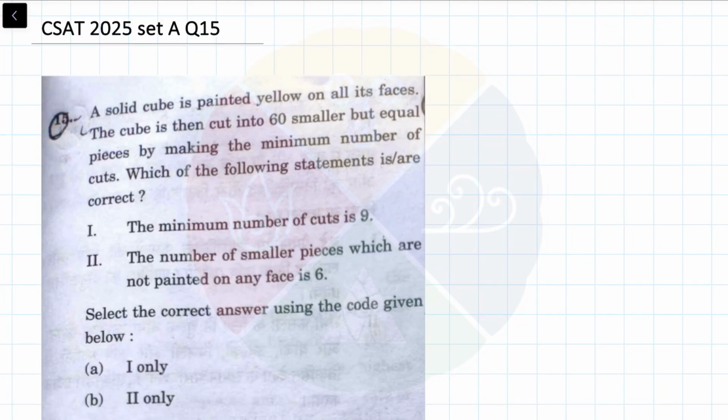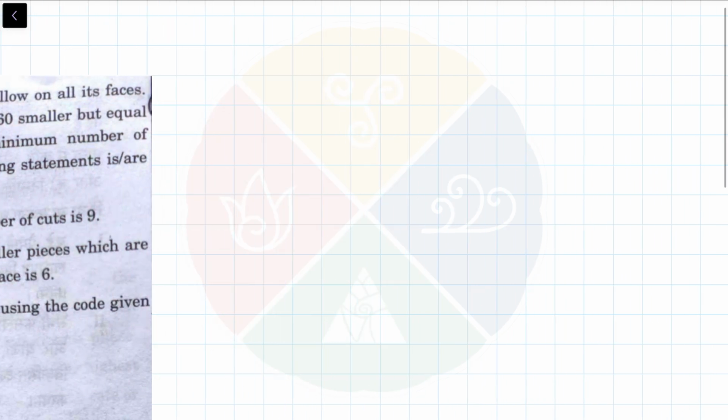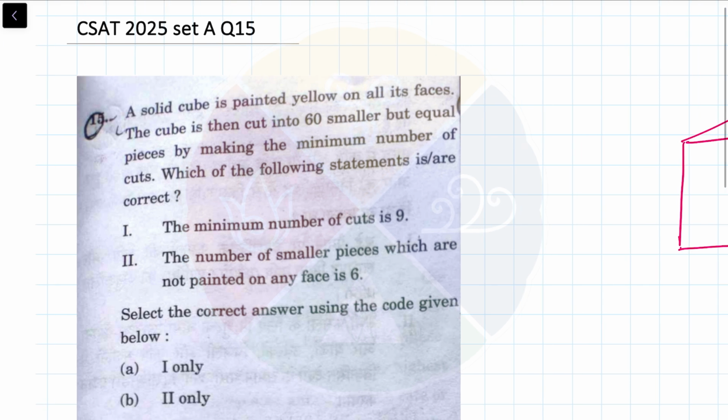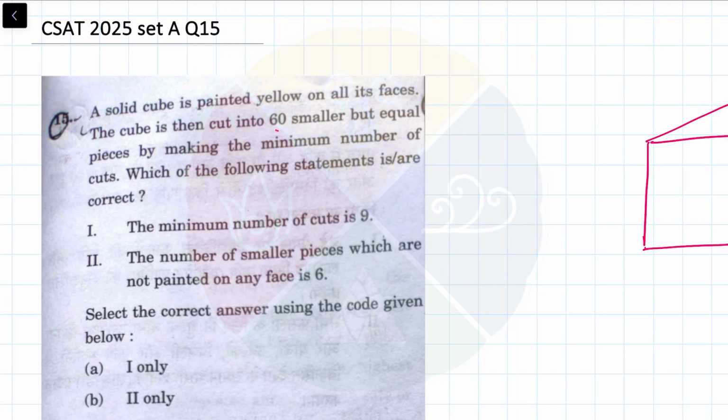Now this is a very interesting problem because people can get confused. A solid cube is painted yellow on all its sides. So they are starting with a cube. Okay, all is well. We do have a cube. But the problem is the cube is then cut into 60 smaller but equal pieces.